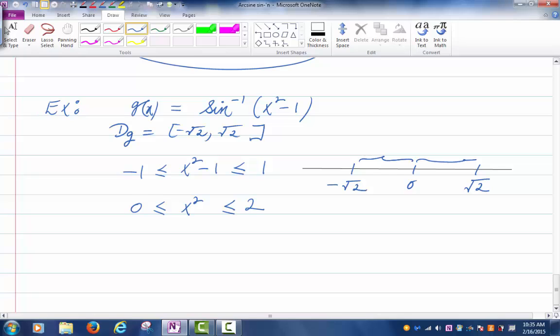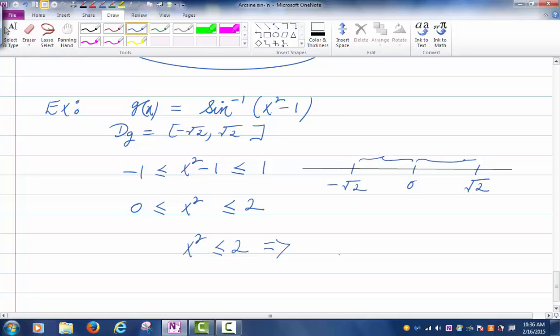Another way of seeing this: if x squared is between 0 and 2, can't I say, let's look at x squared less than or equal to 2 and try to solve that. If x squared is less than or equal to 2, then if I take the square root on both sides, what do I get on the left side?